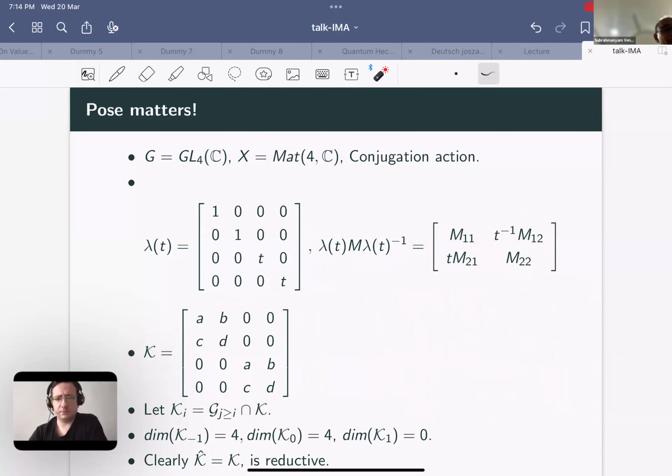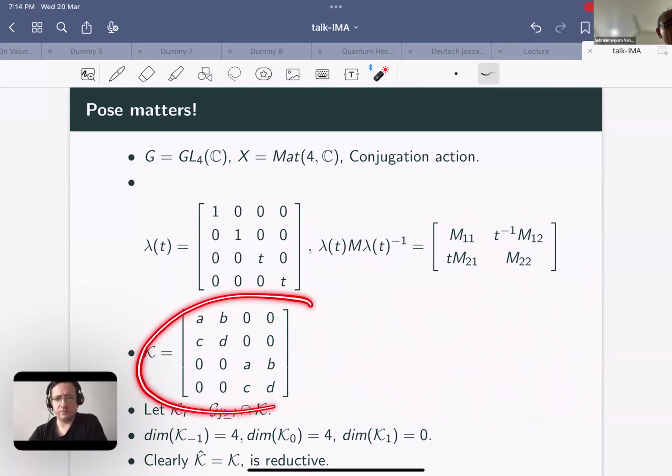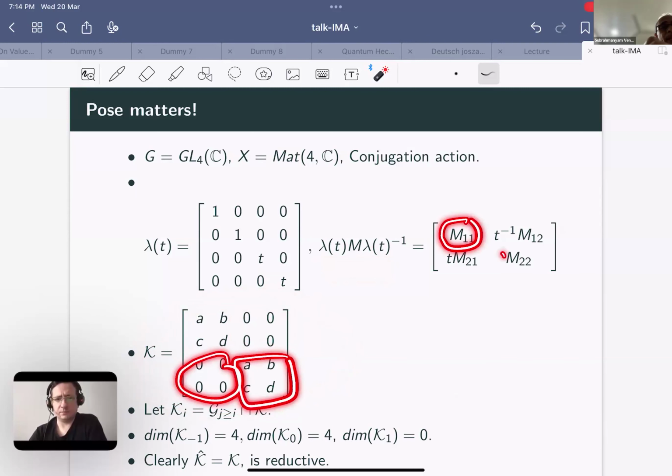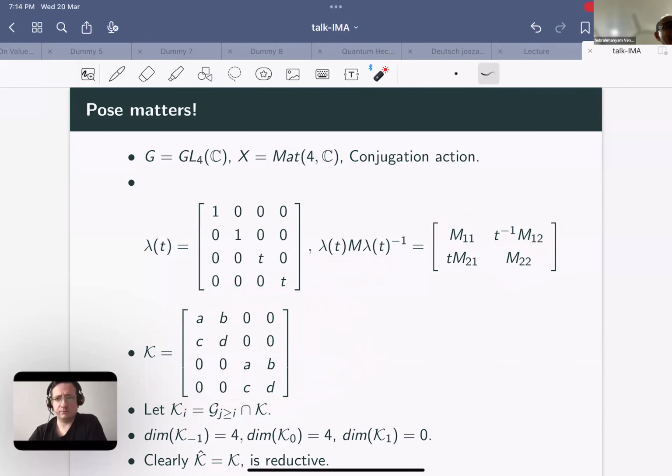I pick out this family, and now I apply lambda t to it. When I apply lambda t to it, I will see 0 here. I will see 0 here. I will see this term. So this term and this term survive, but they are the least degree terms. So k hat is actually k in this case. If I'm applying lambda t to this Lie algebra, then k hat is going to be k.